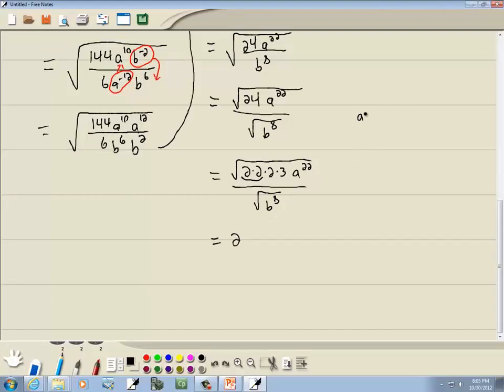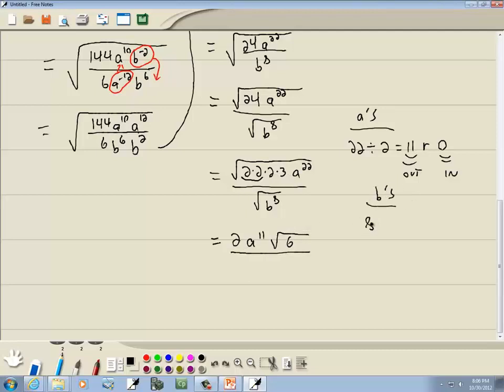Now for the a's. Take our power, which is 22, divide by our index. This is a square root, so it's by default 2. That gives us 11 with a remainder of 0. So this is how many a's come out. We got 11 a's coming out, and 0 a's staying in. So we're going to have a to the 11th. The square root, 2 times 3 is 6. That's staying inside. Down below are b's.